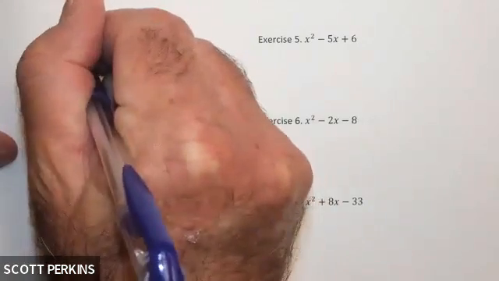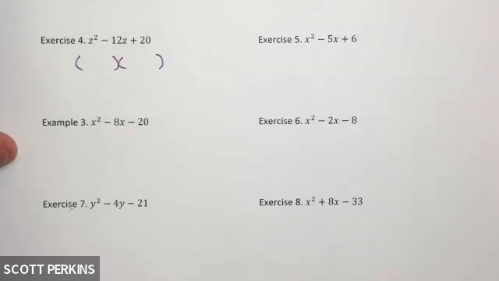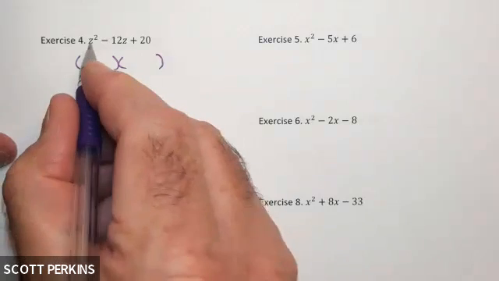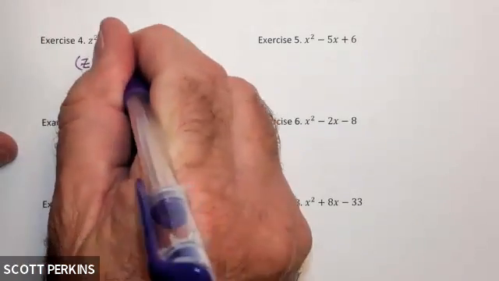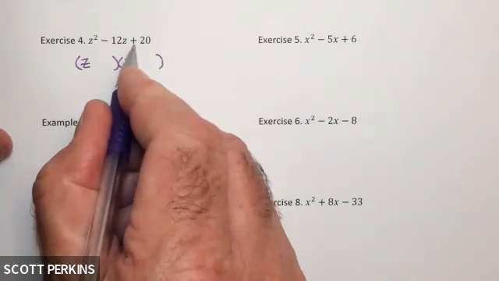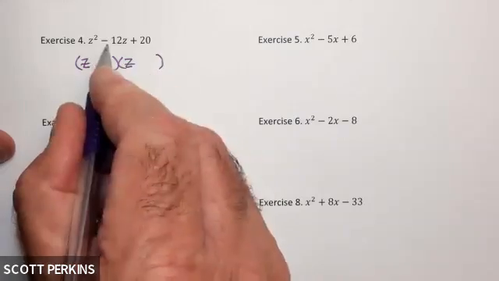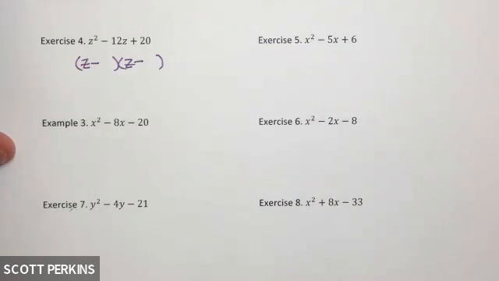Here we go. I'm unfactoring, I'm unfoiling, unmultiplying, I'm unsomething. So my firsts, again, it's 1z squared. So my only choice is a z times a z. What are my signs going to be on this particular problem? Both negative, because I need to get a positive 20 when I multiply and a negative 12 when I add. So they're both negative. And what two factors of 20 are going to add up to 12?